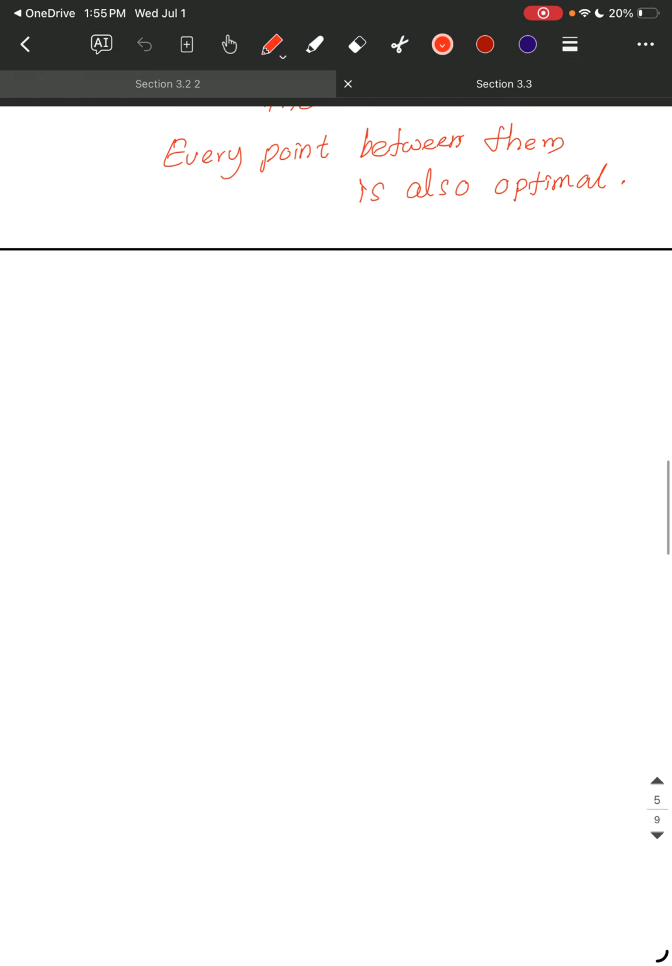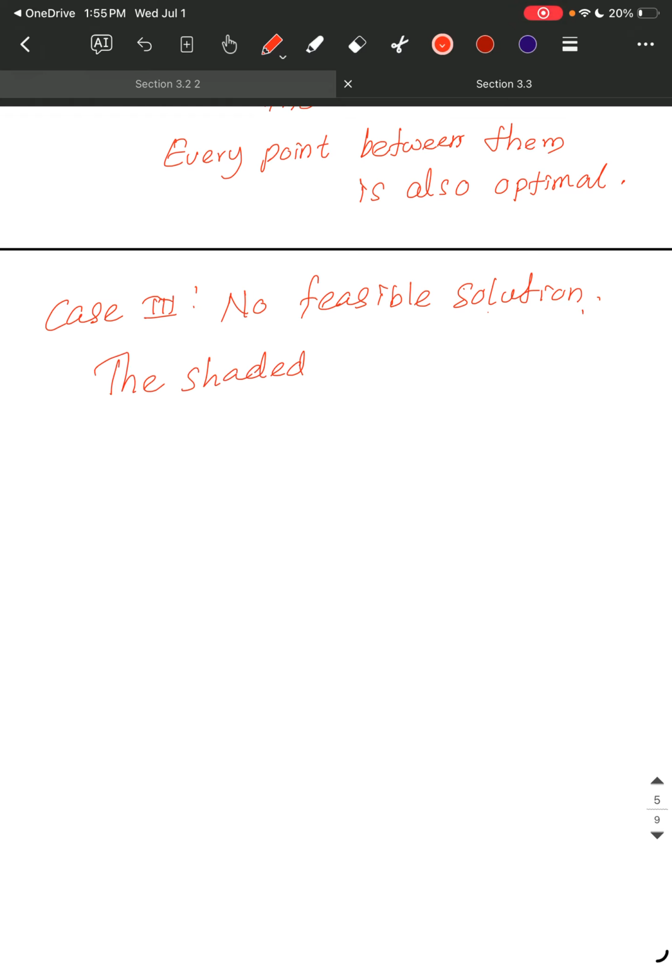So case 3, no feasible region, so no feasible solution. The shaded regions never overlap. There is no solution.